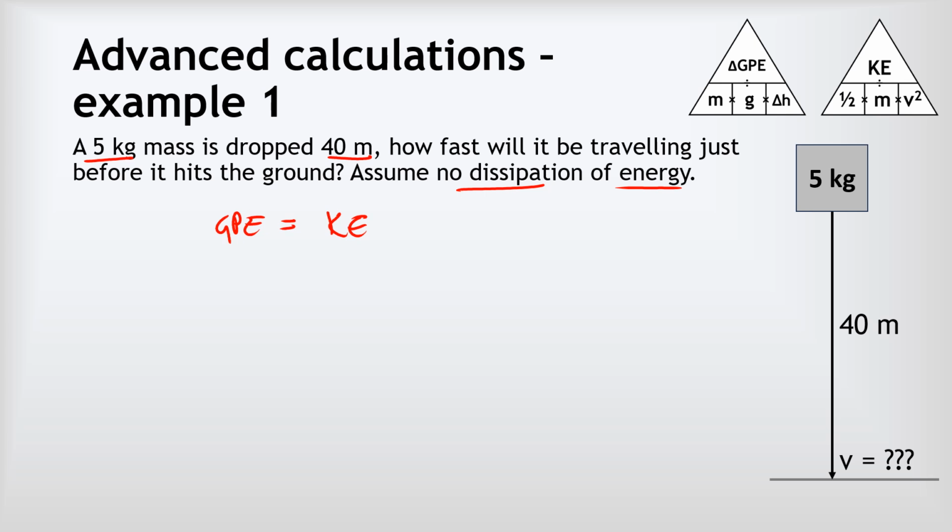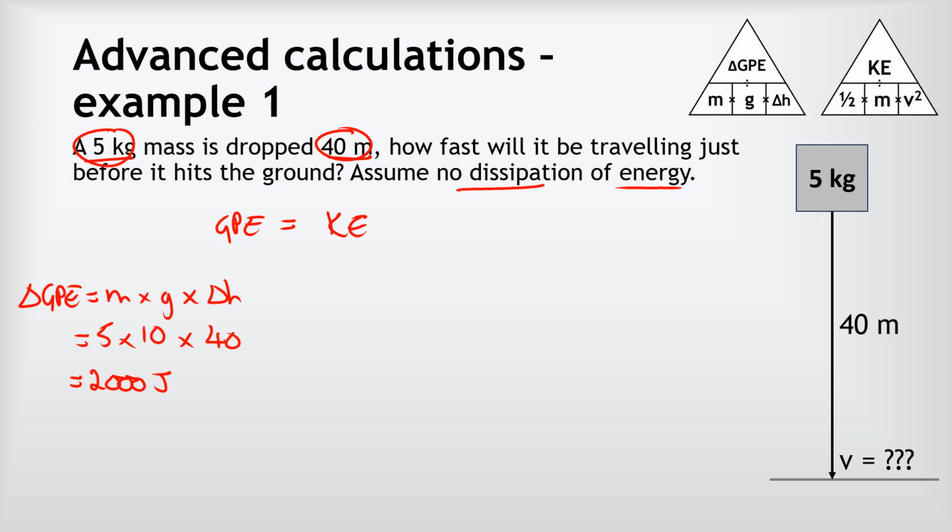So we can say delta GPE equals m times g times delta h. Now, the mass is 5 kilos. That was given there. It doesn't state the value of g, but I've said before you can assume it's 10 unless otherwise stated, because we can assume it's on Earth. So 5 times 10, and our delta h, the mass is 40 meters up in the air, so delta h will be 40. So we've got 5 multiplied by 10 multiplied by 40, which gives us a delta GPE of 2000 joules.